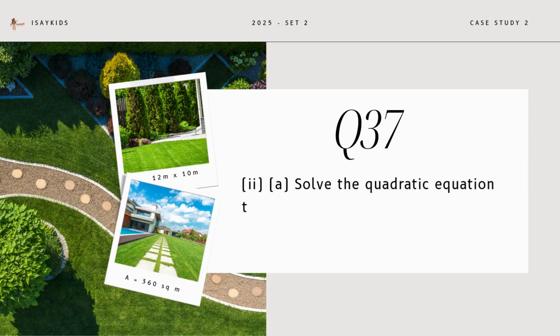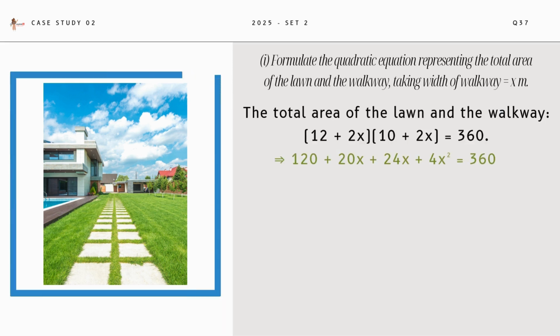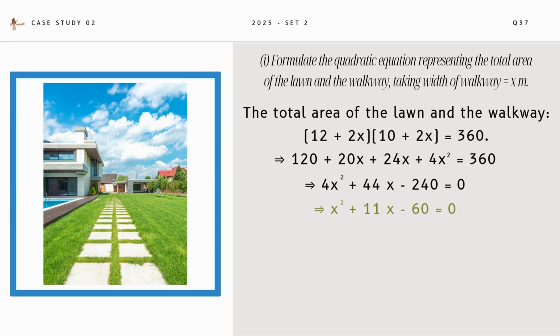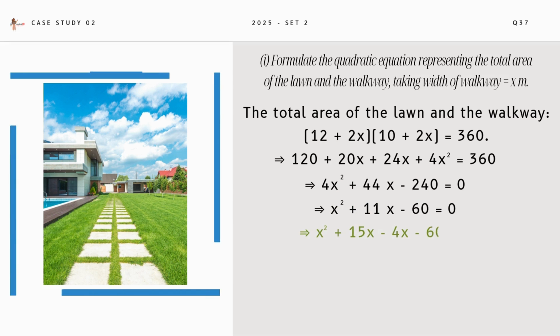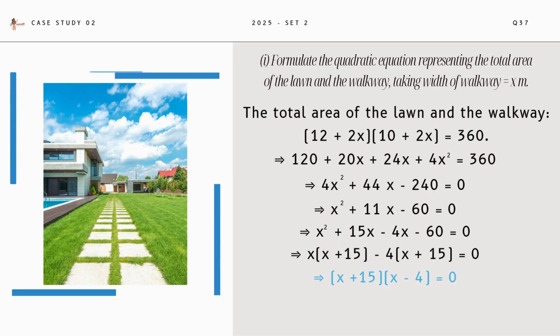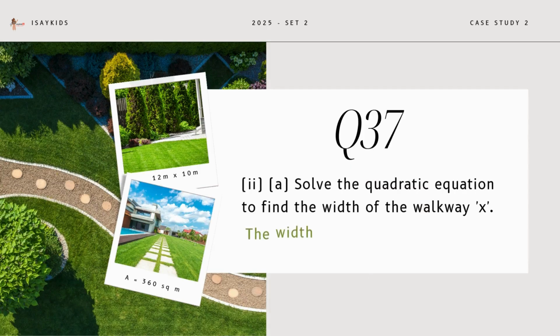Now solve the quadratic equation to find the width of the walkway x. Let's expand the equation for total area. We get... solving this and then dividing the equation by 4, we get... let's split the middle term, we'll get x as 4, because we can discard the negative value. Thus, the width of the walkway x is 4 meters.